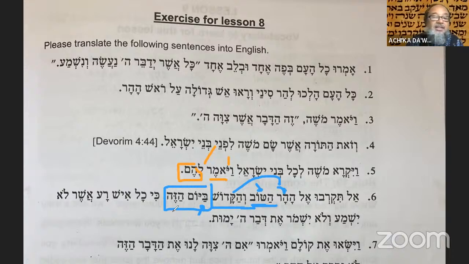Bayom hazeh. Ki kolish the ra the asher lo yishma welo yishmor et davar Yahweh yamuth. Meaning that for all the men who are evil, who will not listen, that he will not listen, because that's a lo yishmor. He will not listen to what? The davar of Yahweh will die.